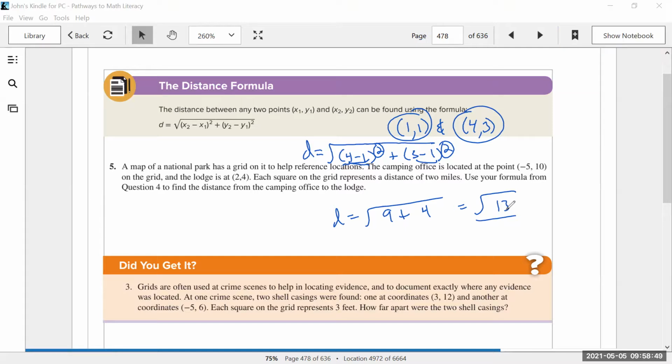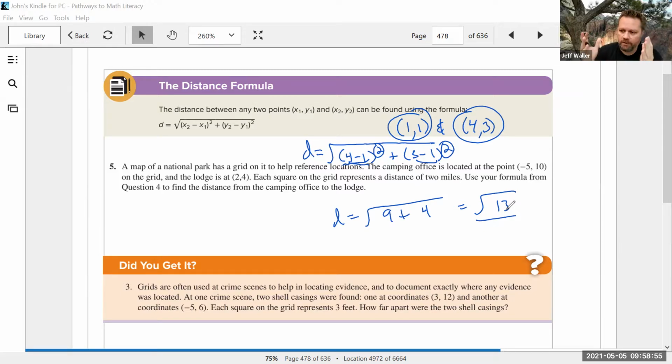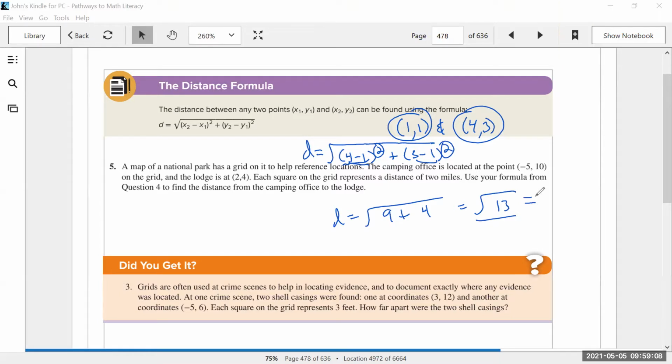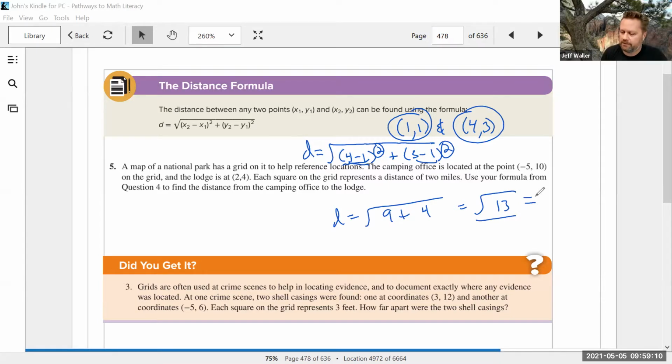So we would keep it as a square root though? It depends on the situation. If it's a purely math question, you can stop there. If somebody's like, how far is it to the post office, as the crow flies, then I would go ahead and stick this in the calculator and get an approximation, right? Because if I ask how far is it to the post office, and somebody says, oh, square root of 13 miles, I'm like, I am not going to talk to you anymore. I love math, but that's weird. Go away from me.